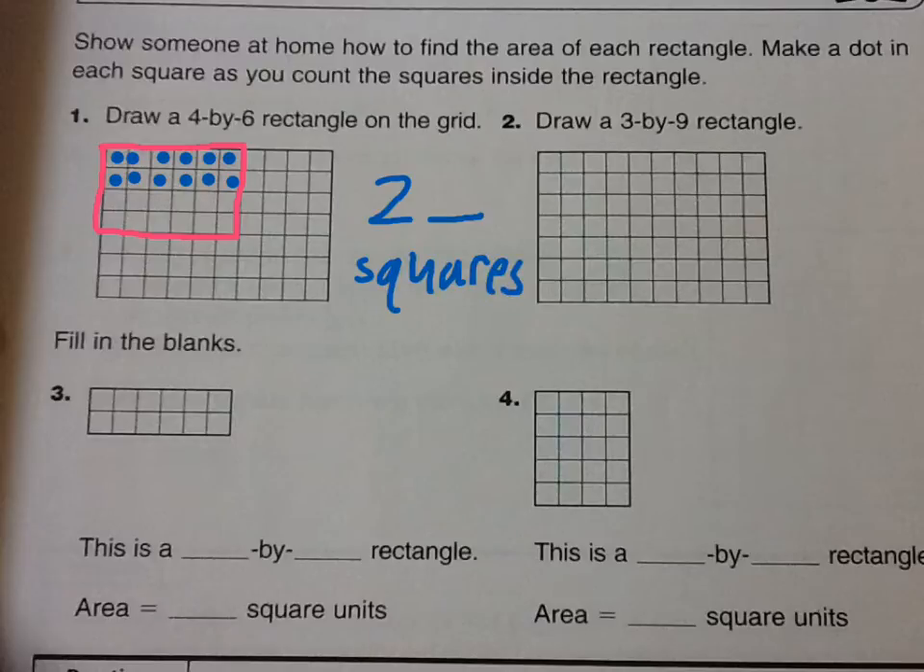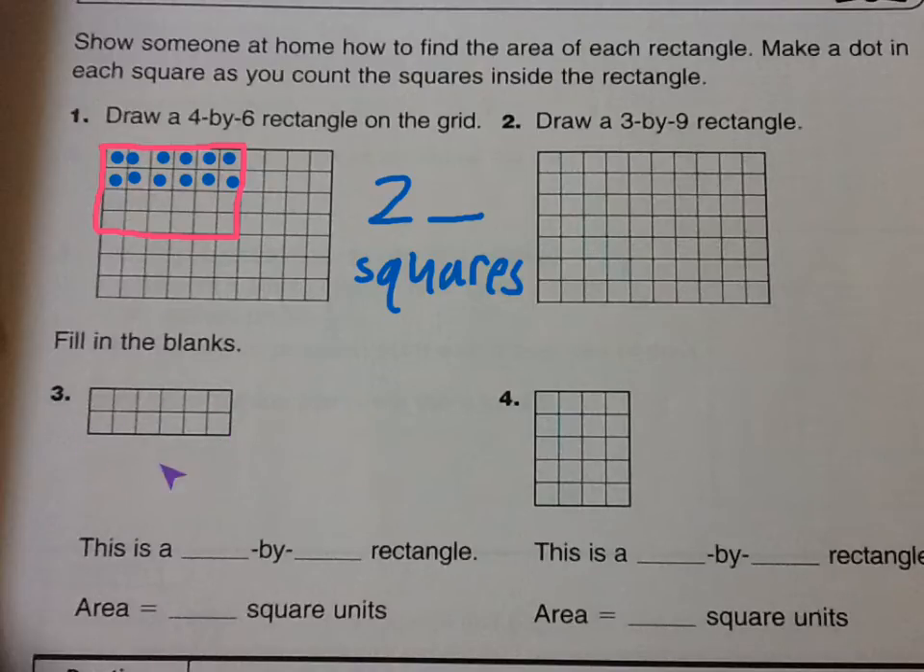Now, there's a shortcut to do this. If you figure out the shortcut of figuring out the area, then write it on the back of this page. This thing here, same deal, 3x9 rectangle, and then count the squares. Write it over here, please.